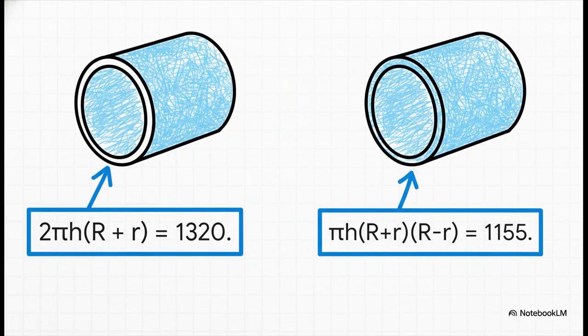Okay, step 1 is always the most important. You got to turn those words into math equations. So that first piece of info, the sum of the curved surface areas, gives us our first equation right here. Then the volume of the metal. Well, what is that? It's just the volume of the big outer cylinder minus the empty space, the inner cylinder. And what's cool is that formula simplifies really nicely using the difference of squares.